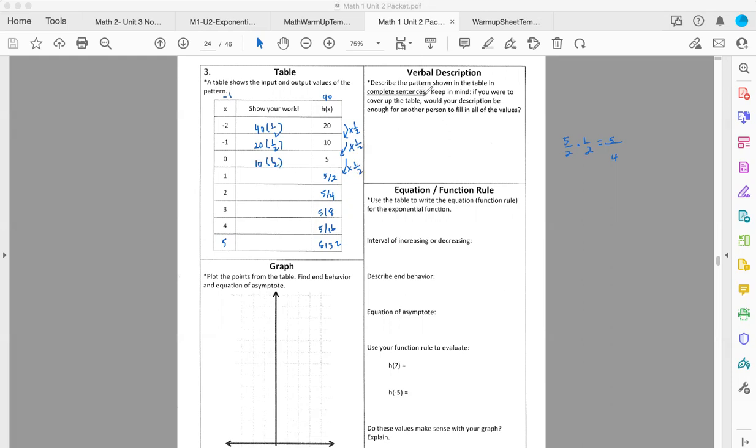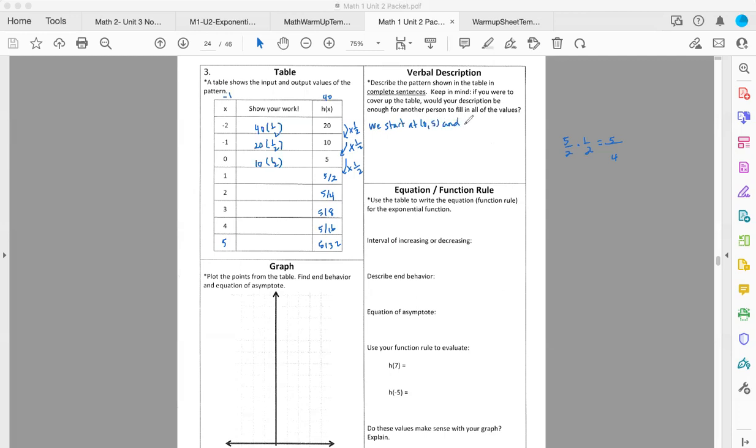Verbal description, describe the pattern shown in the table in complete sentences. Keep in mind, if you were to cover up the table, would your description be enough for another person to fill in all of the values? So you can describe it in different ways. And I liked that some of you suggested a word problem description. We can say we start at 5, or we start at 0, 5, right? Because that's your initial value.